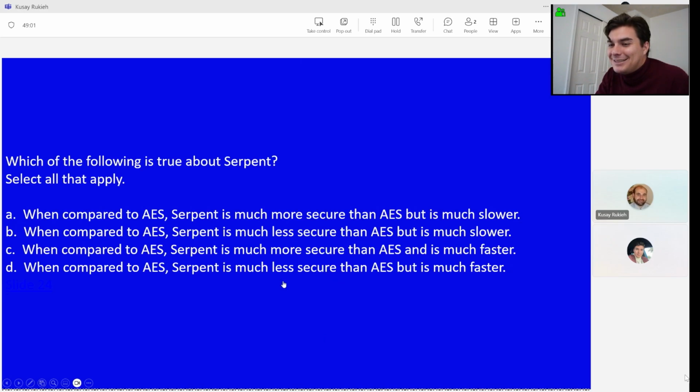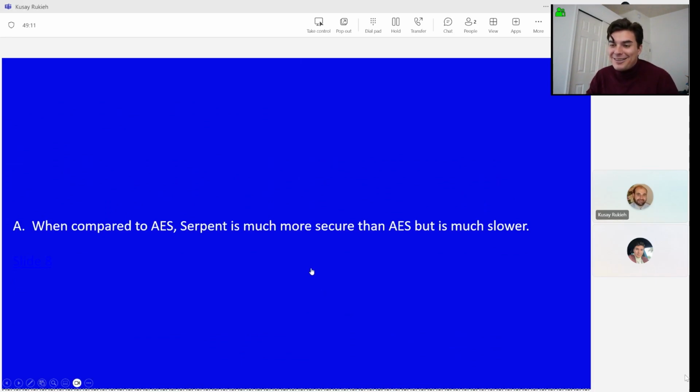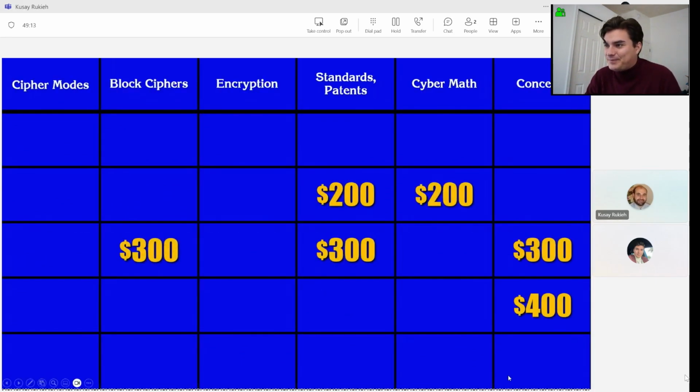But now you have a computer in your palm, right? So A would be a better answer. Serpent is much more secure, but A is much slower. I had no idea. Thank you for that. Yeah, no problem. Let's go with concepts for $400.